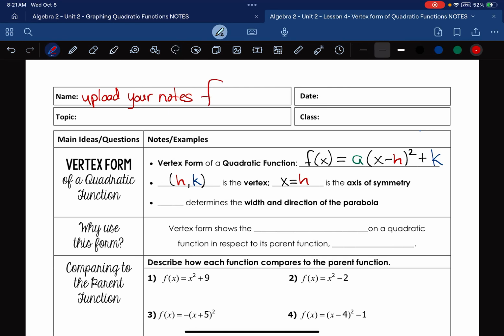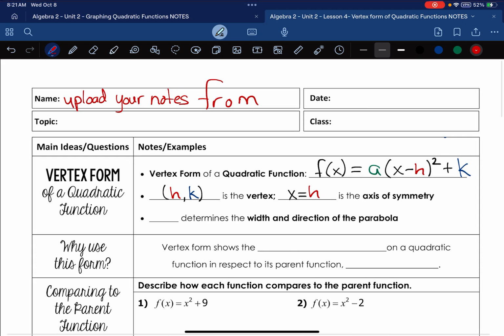Hello, welcome. We are going to learn Lesson 4 from Unit 2. This is how to use the vertex form of a quadratic function.